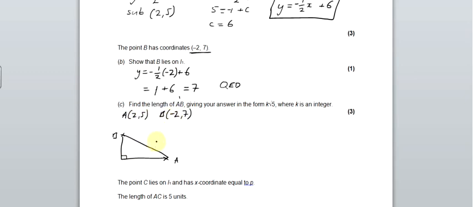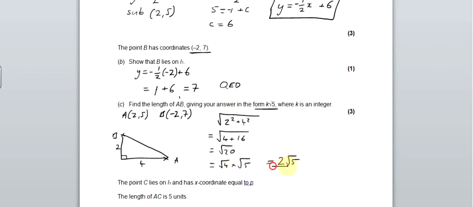So the difference in x values is a difference of 4, the difference in y values, 5, 6, 7, is a difference of 2. So the length is going to be the square root of 2 squared plus 4 squared, which is equal to the square root of 4 plus 16, which is root 20. And notice we're asked to give it in this form, so root 20 is the square root of 4 times the square root of 5, and the square root of 4, as we all know, is 2, so it's 2 root 5. And there's 3 marks for that.